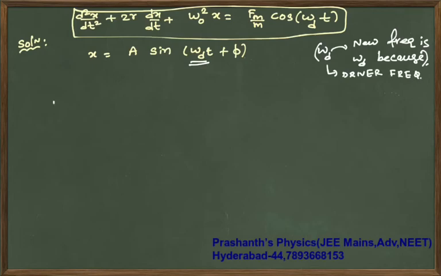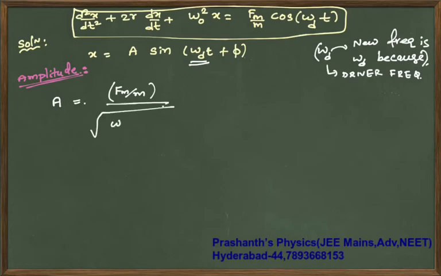Now coming to your amplitude formula. Your amplitude value a is equal to, in the numerator, the force amplitude by mass, whole divided by the square root of omega driver square minus omega naught square, whole square, plus 4 gamma square omega driver square. This is your amplitude.